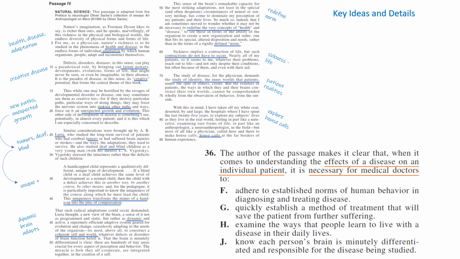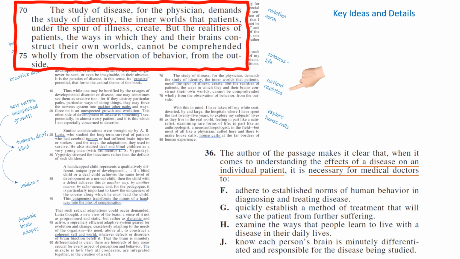Now, if you were mapping, you might not get number 36, but if you were Google summarying, I see the idea about the effects of a disease on individual patients in the next to last paragraph. And it says, the study of disease for a physician demands the study of identity, the inner worlds of patients, which is in choice H. Examine the ways people learn to live with disease in their daily lives.